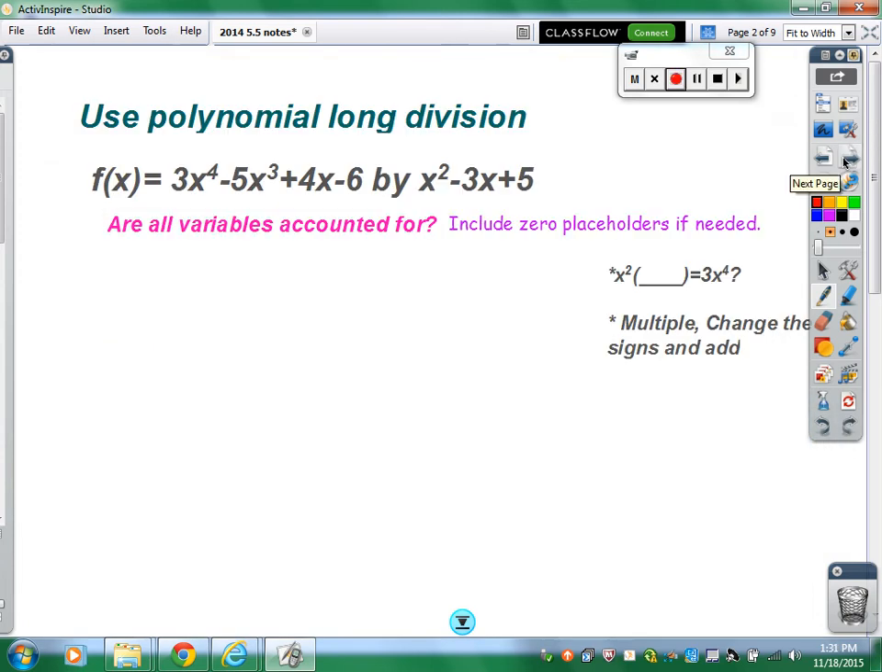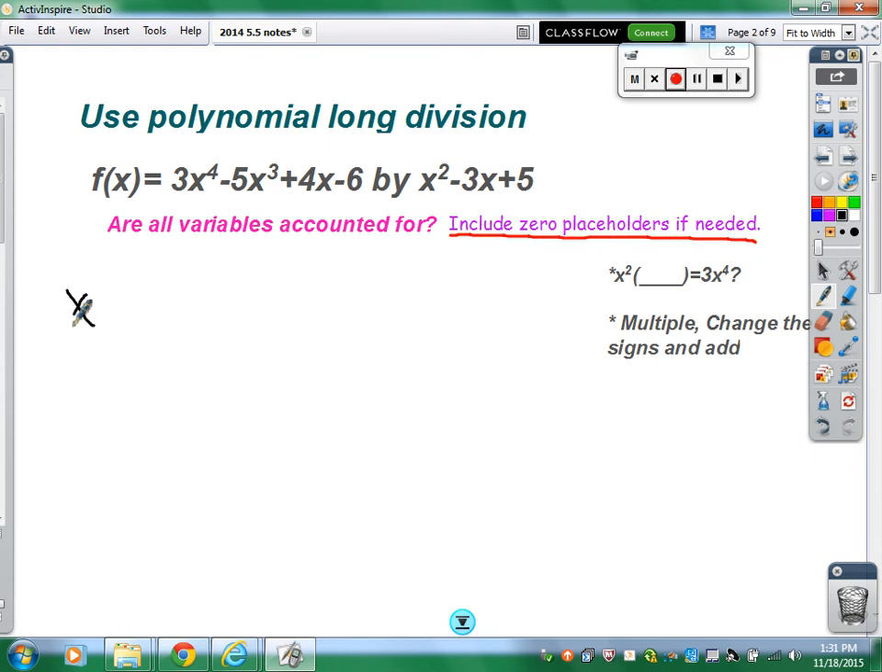All right, so write down the following problem. F of x equals 3x to the fourth minus 5x to the third plus 4x minus 6, and we're going to divide that by x squared minus 3x plus 5. All right, let's get this thing set up. Now please write this down. You need to make sure you include all 0 placeholders if needed.